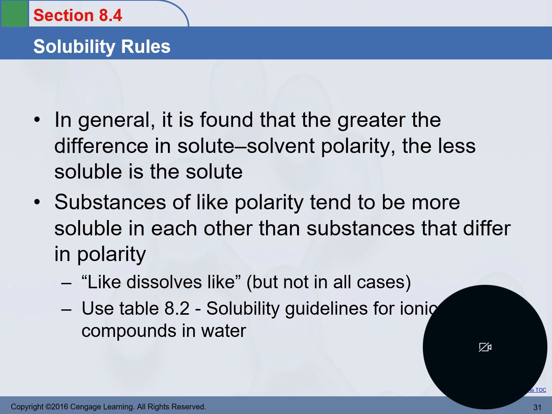Section 8.4 deals with some solubility rules. This is the basis for solubility, and there's a key term down here almost at the bottom: likes dissolve likes. That's usually the good rule of thumb. So in general, it is found that the greater the difference in solvent polarity, the less likely they are to become dissolved. So substances of like polarity tend to be more soluble in each other. So likes dissolve likes.